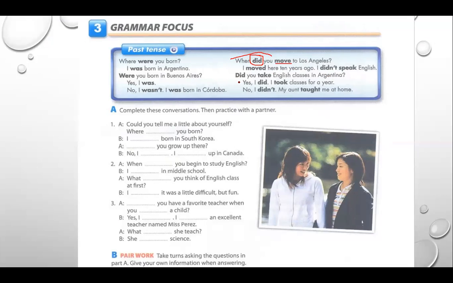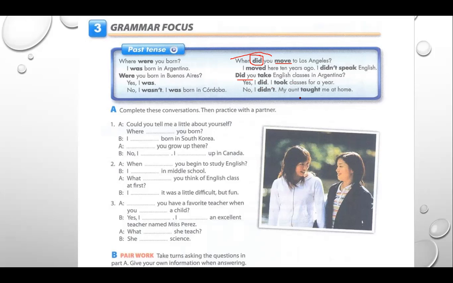And then, si quieren hacer una pregunta de sí o no, a yes, no question, you just go, did you? Okay, did you take English classes in Argentina? Did you take English classes at Inglés Corporativo? You can say, yes, I did. And then I took classes for a year, or no, I didn't. My aunt told me at home.